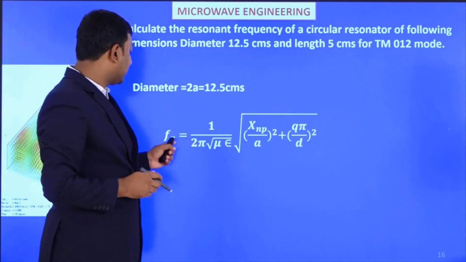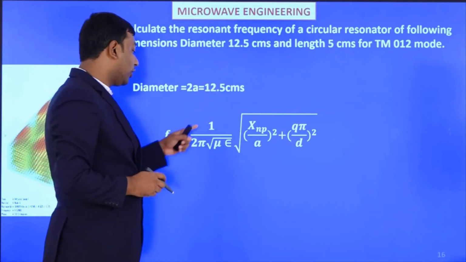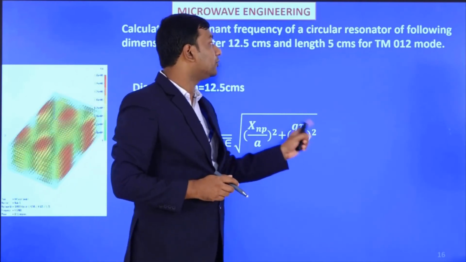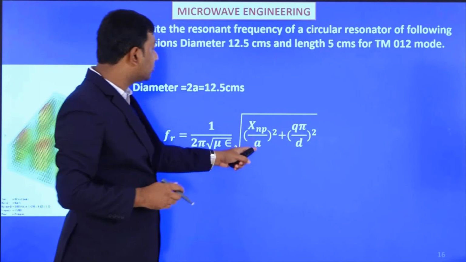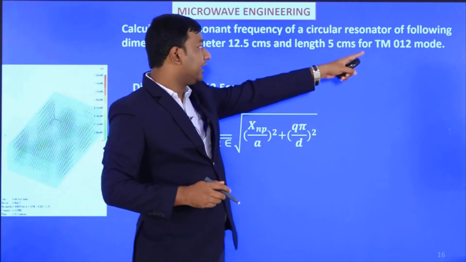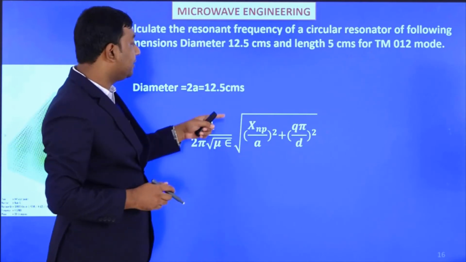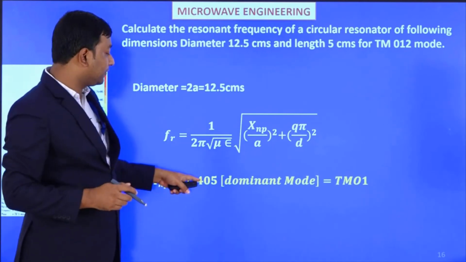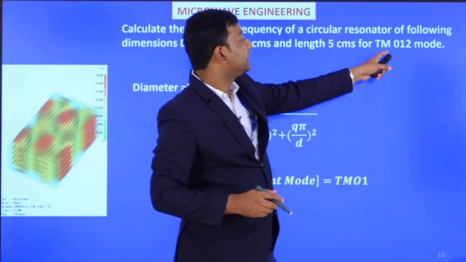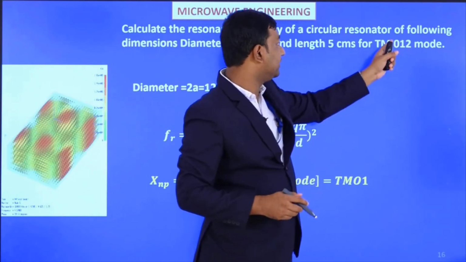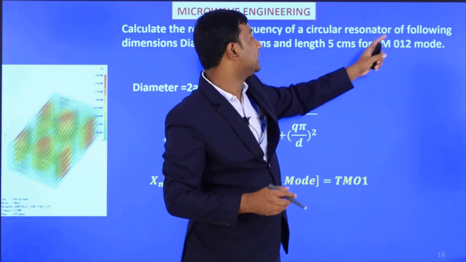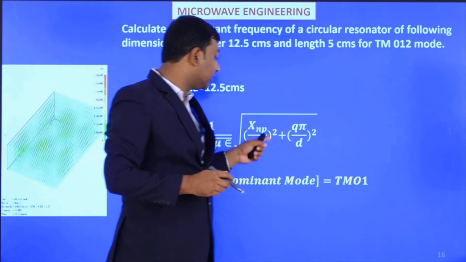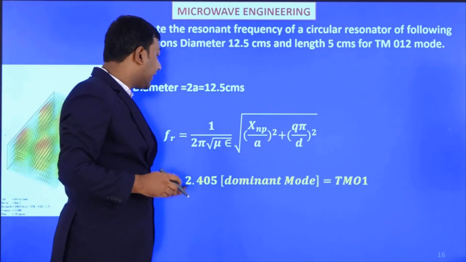Now we will use this particular equation, fr equal to, for a circular resonator, 1 by 2 pi root over mu epsilon, root over (x of np divided by a)² plus (q pi by d)². So d is given, length is given, a also we know. Since the mode 0, 1, 2 is given, we can find the n, p and q values. For x of np equal to 2.405 for TM01, for a circular waveguide we have seen the Bessel function root equation, the value is 2.405. So that value we will directly place there and find the resonating frequency.